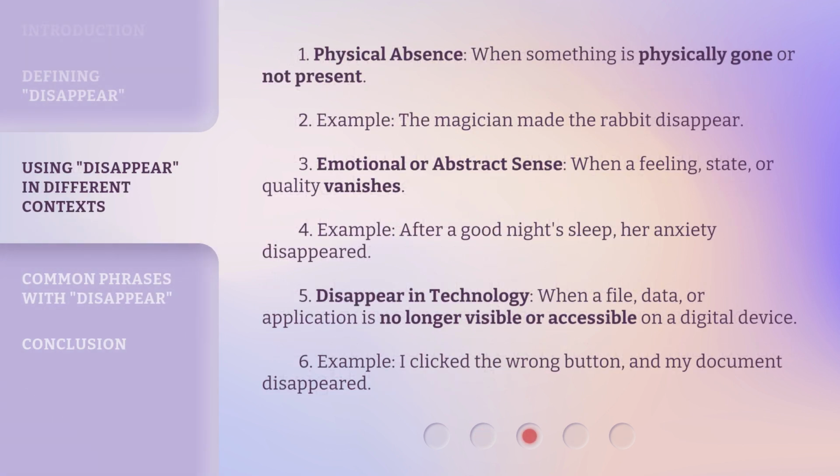1. Physical absence, when something is physically gone or not present. 2. Example, the magician made the rabbit disappear. 3. Emotional or abstract sense, when a feeling, state, or quality vanishes. 4. Example, after a good night's sleep, her anxiety disappeared. 5. Disappear in technology, when a file, data, or application is no longer visible or accessible on a digital device. 6. Example, I clicked the wrong button, and my document disappeared.